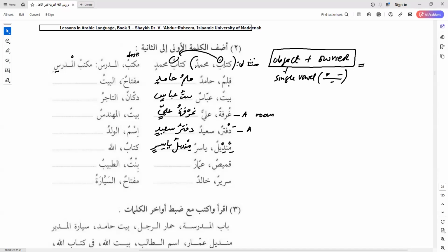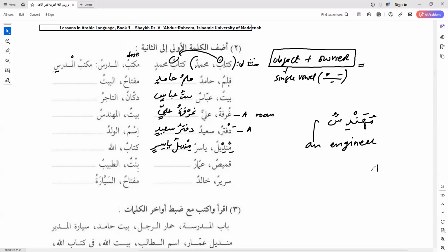And then we have miftah البيت. دكان التاجر. بيت المهندس. المهندس is an engineer. مهندس, an engineer. If you are an engineer, you can say أنا مهندس. I am an engineer. Later we're going to know how to say civil engineering, electrical engineering, and all, inshallah. But for now, let's know that an engineer is muhandisun.